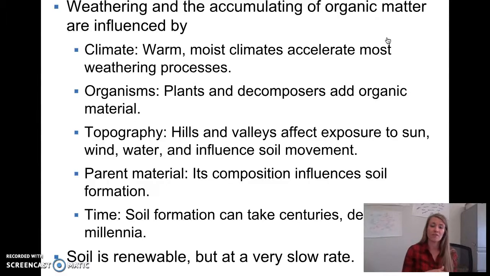Some parent materials weather faster than others, and time is a big one. Soil formation takes forever. It can take centuries, decades, or millennia. So time will really affect how the weathering occurs. And I don't know if we already talked about this: soil is renewable, but it's not an inexhaustible renewable resource. It takes a very long time to renew.